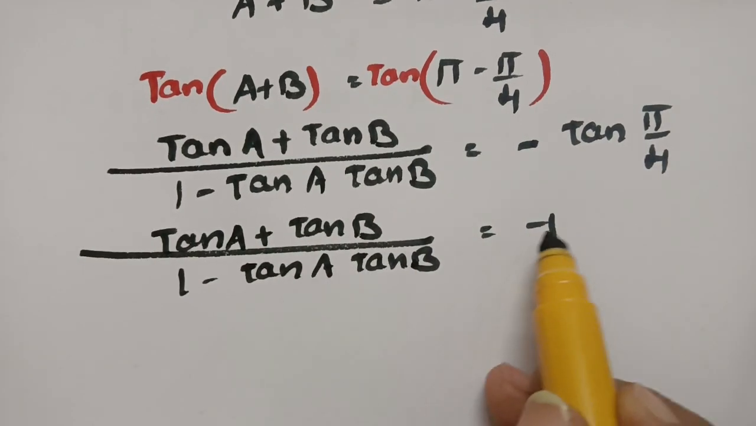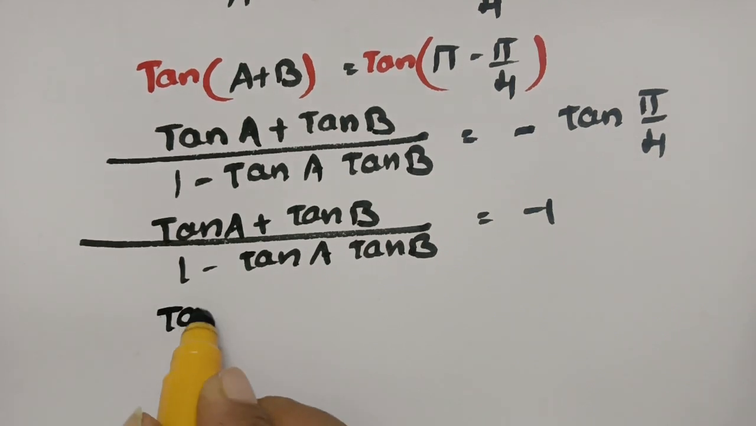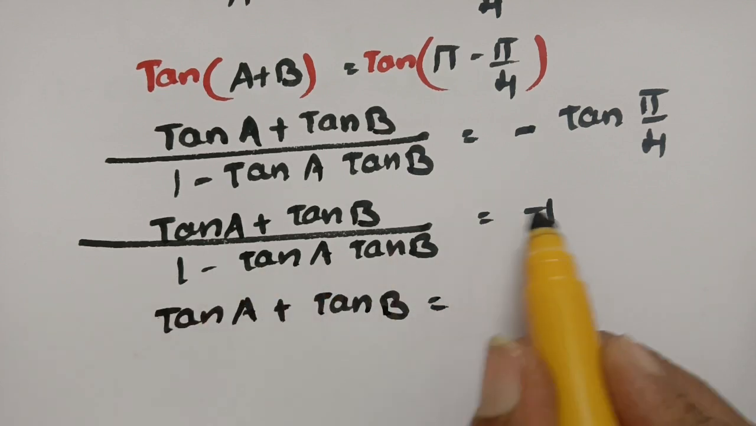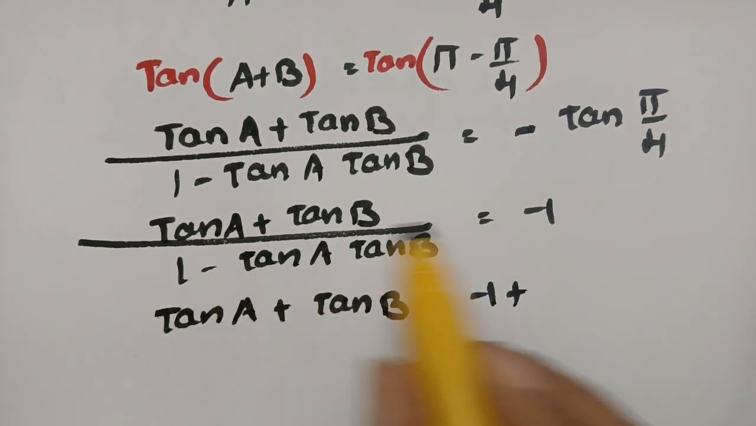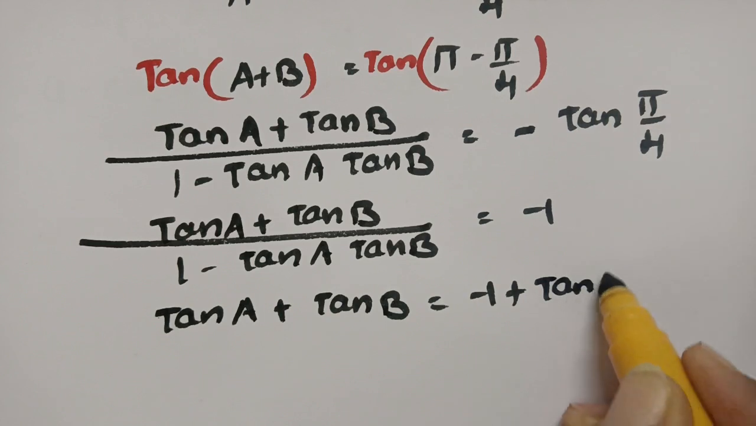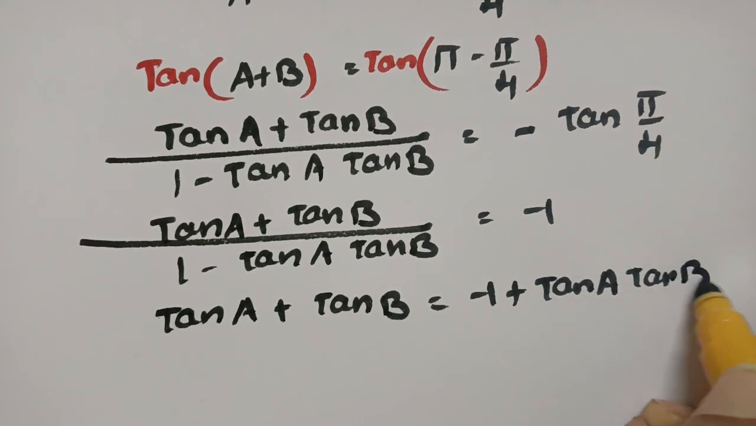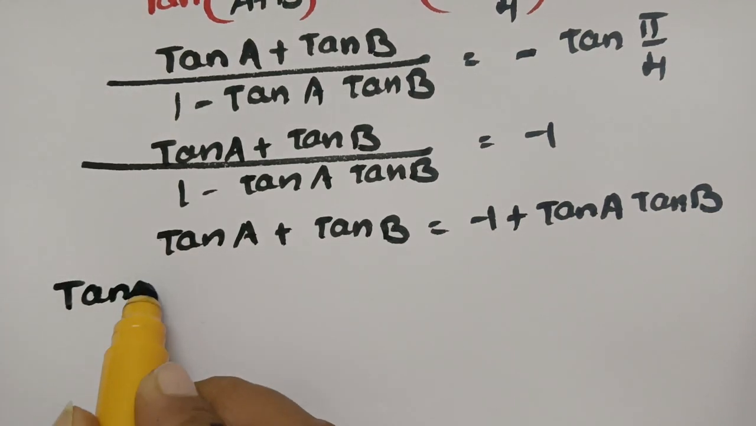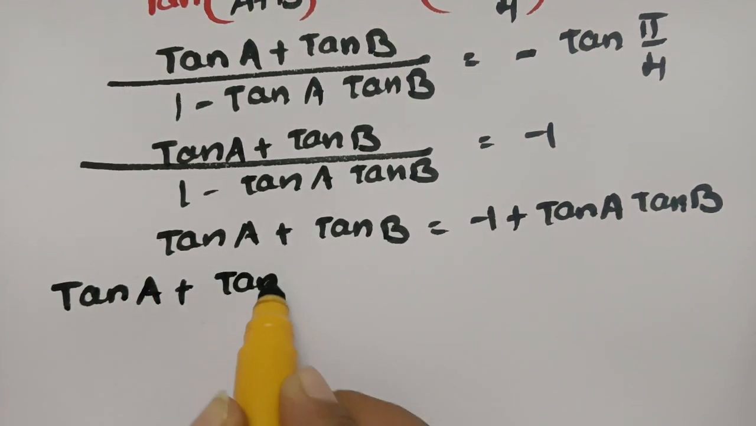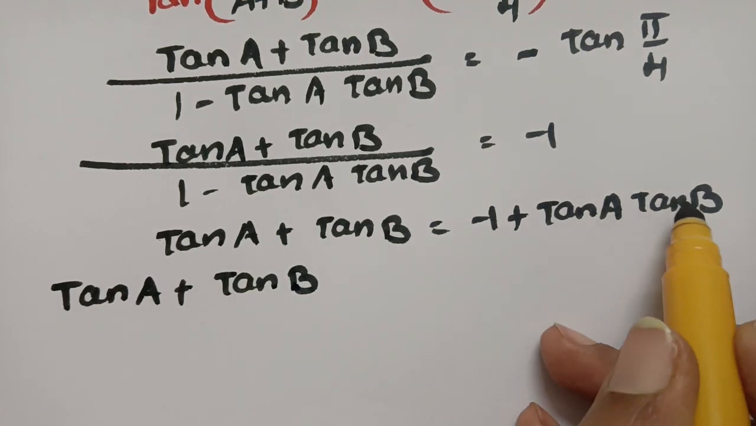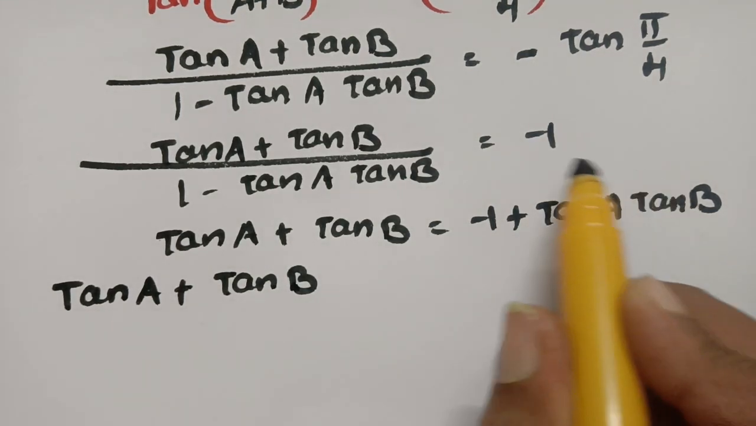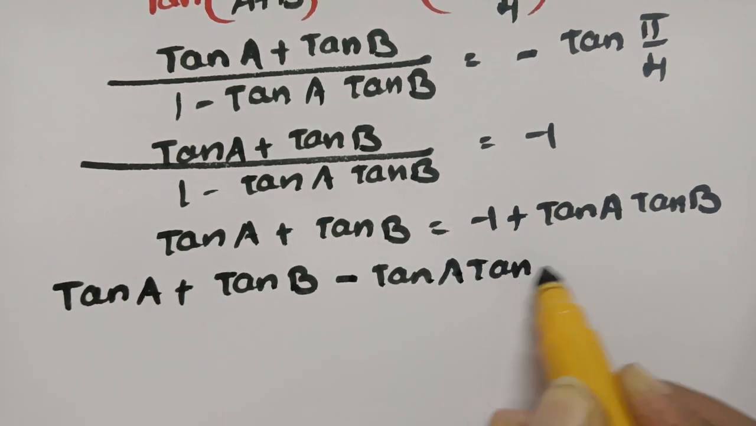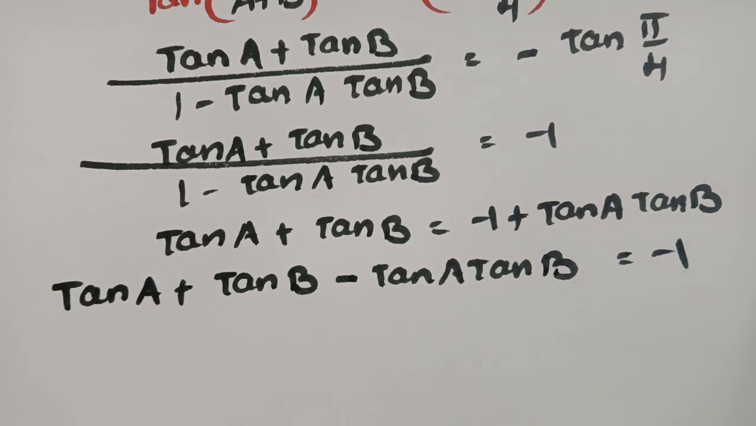I am sending this denominator to the other side. So this will become tan a plus tan b is equal to minus 1, and minus of minus becomes plus, tan a into tan b. Clear? See now, this value is tan a plus tan b. I am sending this tan a into tan b to the other side. So it will become tan a plus tan b minus tan a into tan b, which is equal to minus 1.